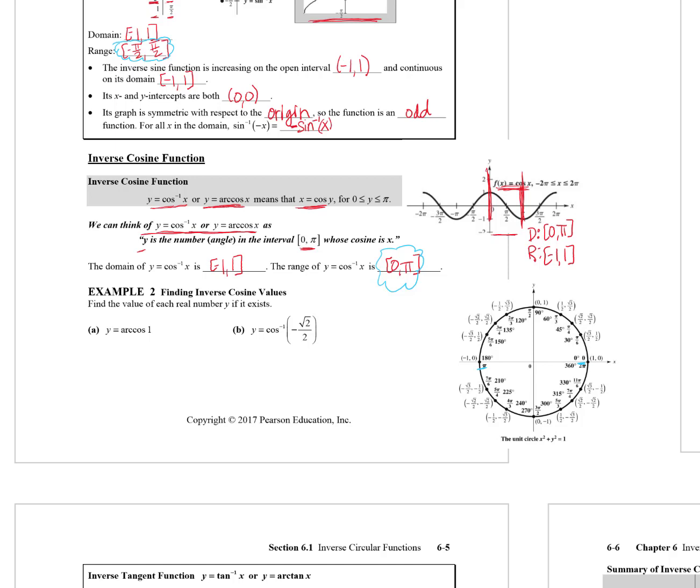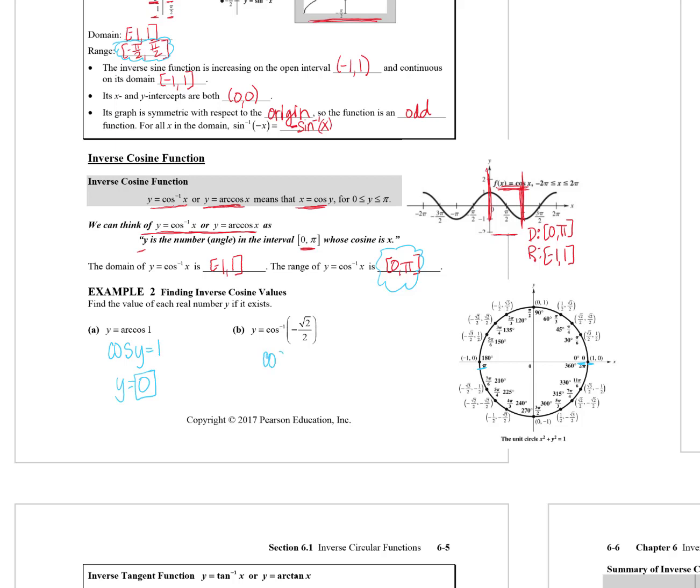Let's find the inverse cosine of 1. I'm going to rewrite this as cosine of y is equal to 1. So we want to find on the unit circle, the definition of cosine is x. We want to find an x that is 1. Oh, that's right here. So when x is 1, what is the angle? Well, the angle is 0. So y is equal to 0 radians.